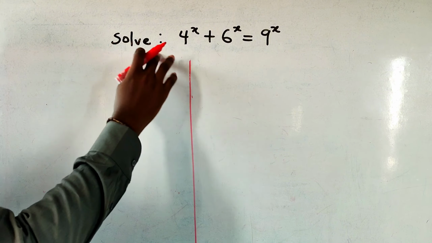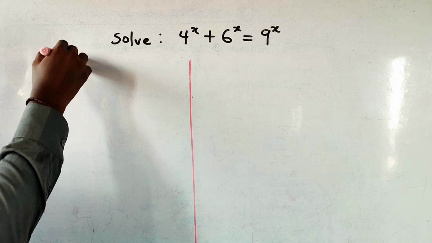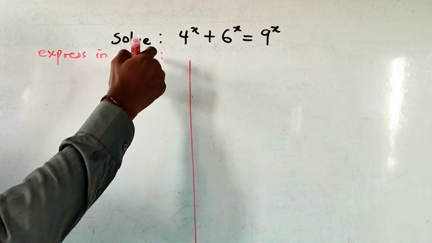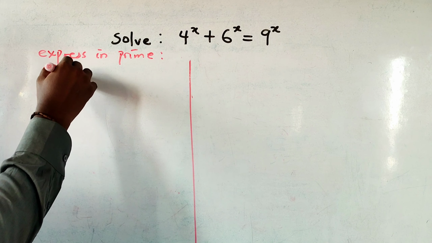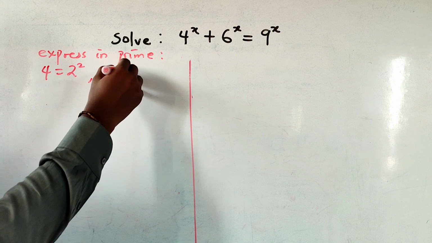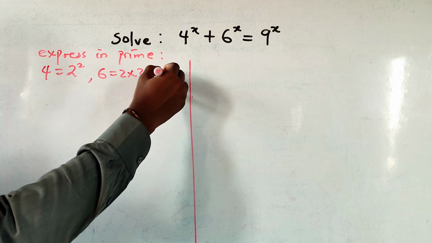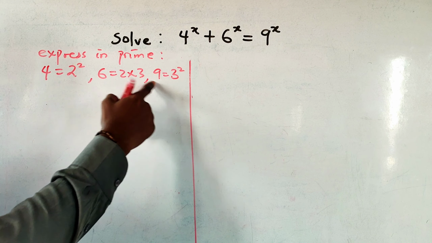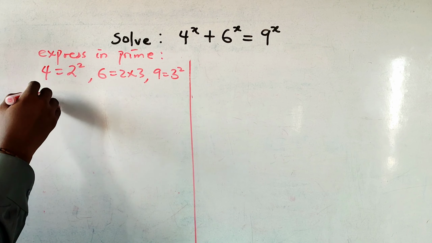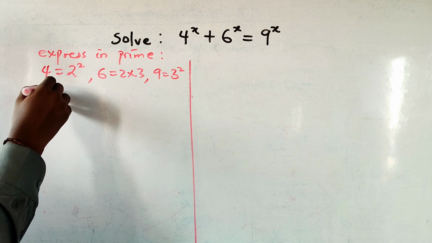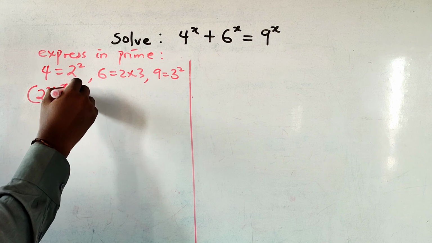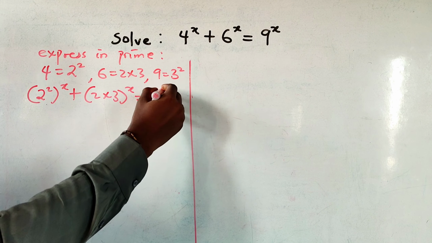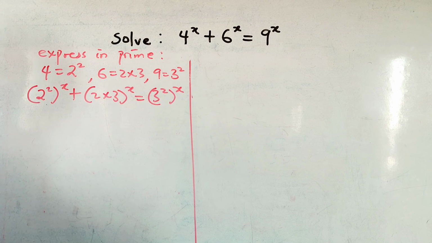Alright, welcome back. To solve this, we express in prime form, or prime number form. What do I mean by that? 4 is 2 squared, 6 is 2 times 3, and 9 is 3 squared. So I'm going to replace 4, 6, and 9 with these numbers respectively. So I'm going to have 2 squared to the power of x plus 2 times 3 to the power of x equals 3 squared to the power of x.